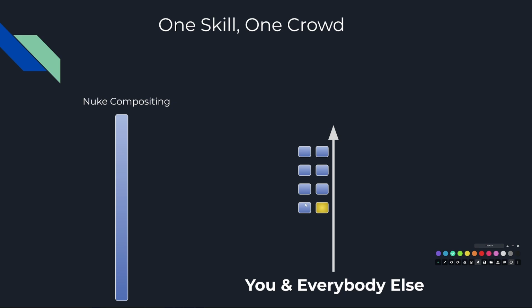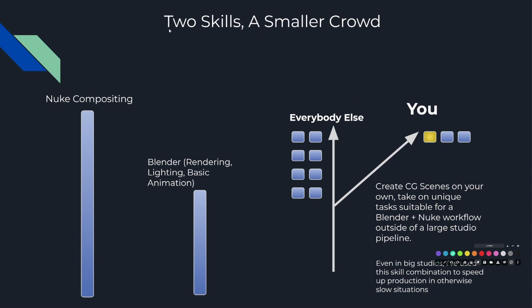So those are all skills within, I guess, the context underneath compositing. So that's how that relates, but you can actually take this concept further and broader by adding other skills as well. So if you look at the next slide, if you have two skills, you're actually in a smaller crowd. So this is not necessarily aiming for a big studio.